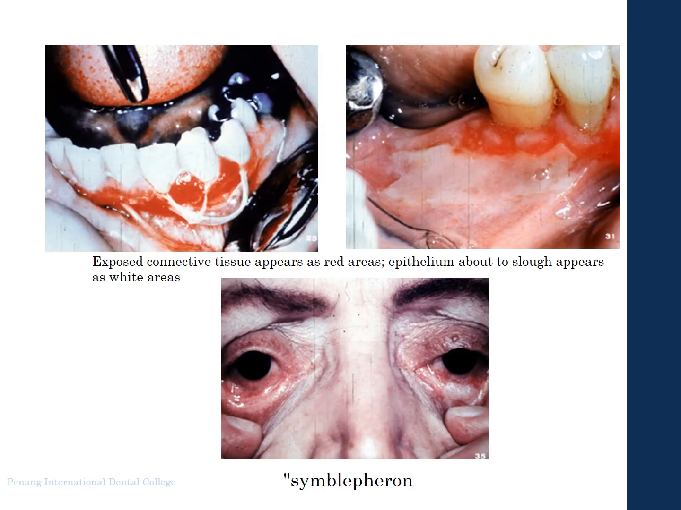This is an example of the clinical features of a mucous membrane pemphigoid, where you can see the exposed connective tissue which appears as red areas, and the epithelium which is about to slough, which appears as white areas, and symblepharon in the conjunctiva due to the scarring of the palpebral as well as bulbar conjunctiva.